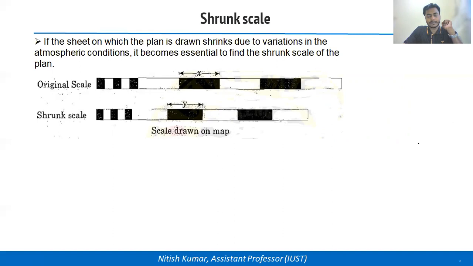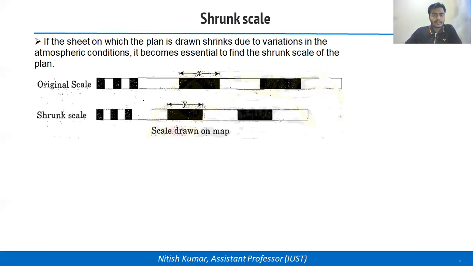See, the ground distance will be the same, but the map distance, what will it be? Due to the shrinkage, the map distance will also be reduced. So by using the same scale, we cannot calculate the ground distance or ground area. So you have to find out the shrinkage scale also, whether the scale has shrunk or not.